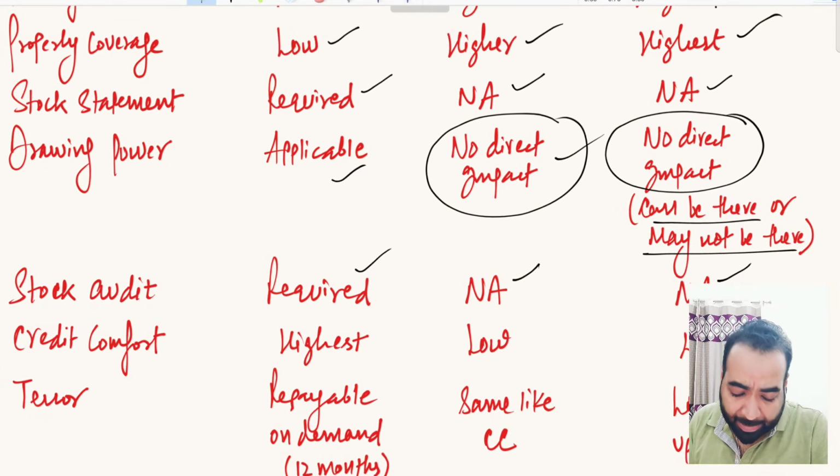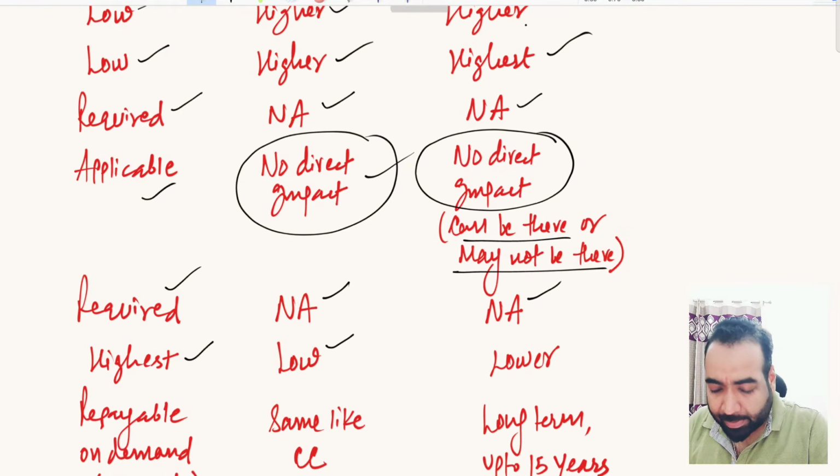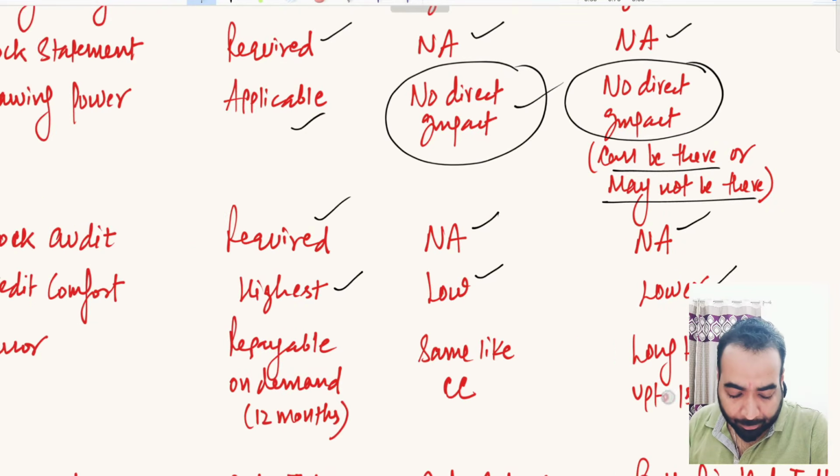Credit comfort is highest in cash credit due to end use monitoring involved here. It is lower in overdraft facility due to lower monitoring involved, and it is lowest in drop line overdraft because of the higher tenure offered in this facility also.